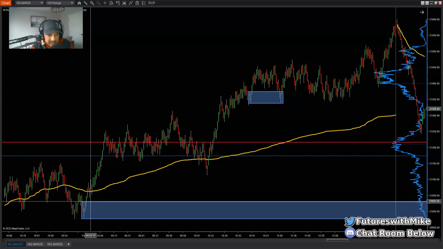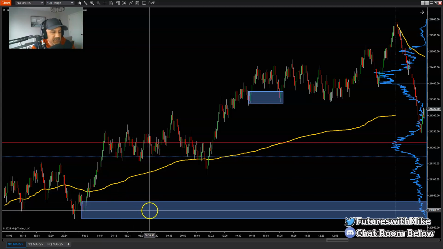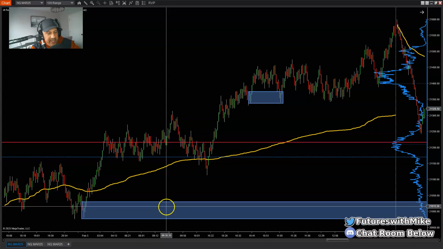So I'm interested, right? But at this point, when I moved down to my 24, I didn't find a zone on the inside. There wasn't one on the inside of the zone here.